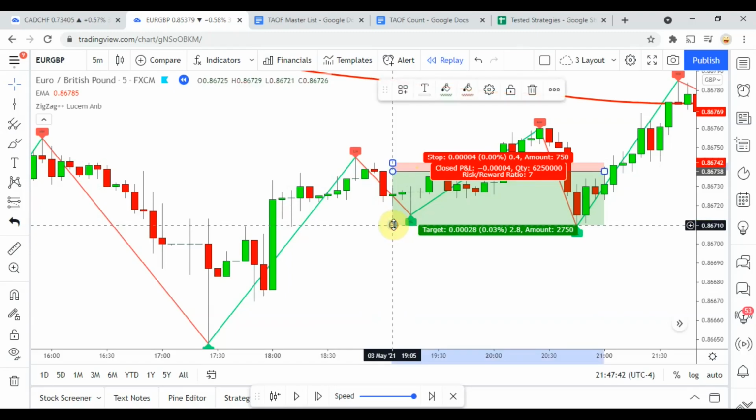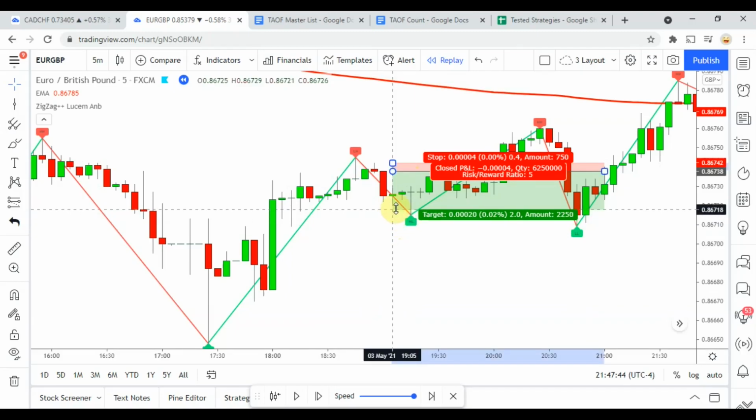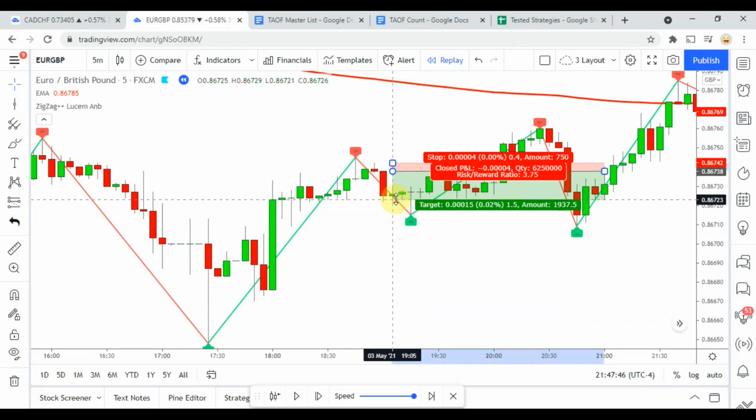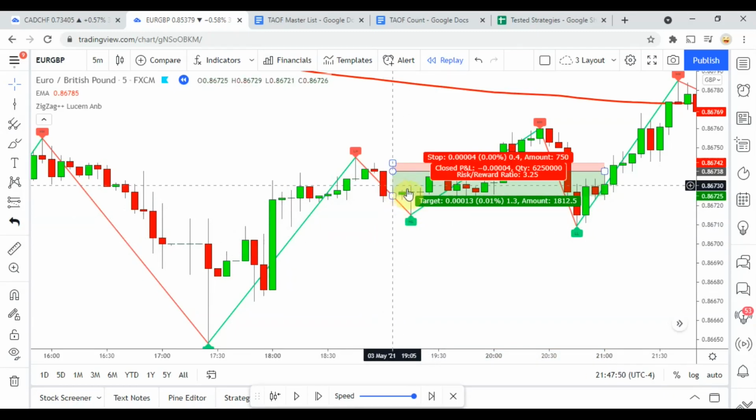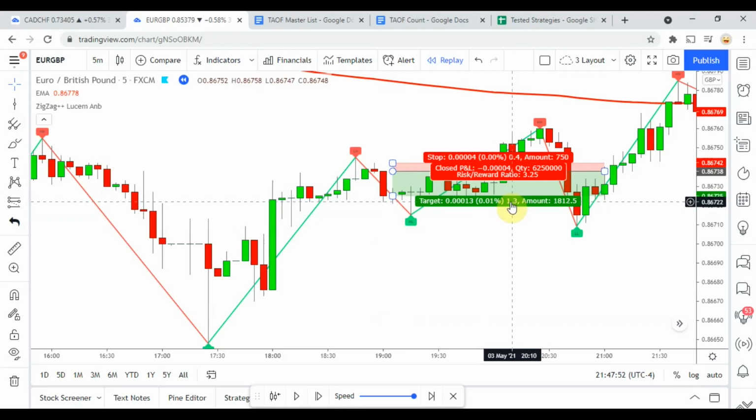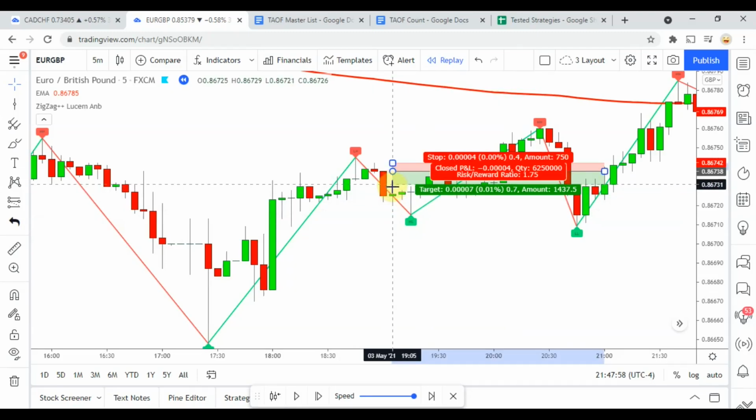And then we're going for a 1.3 reward to risk. And so you see here, 1.3 is what we would be looking at as far as a reward goes.